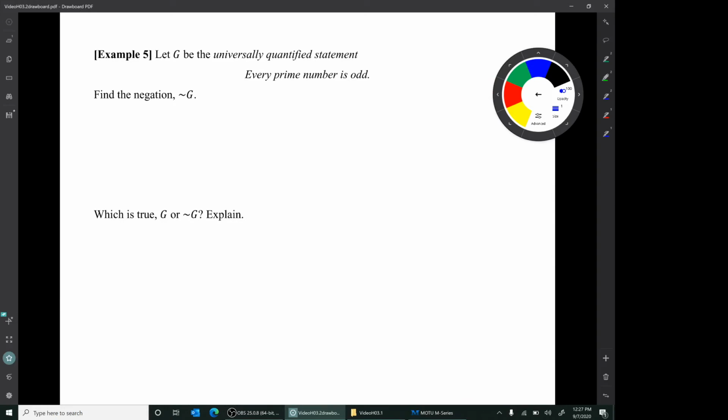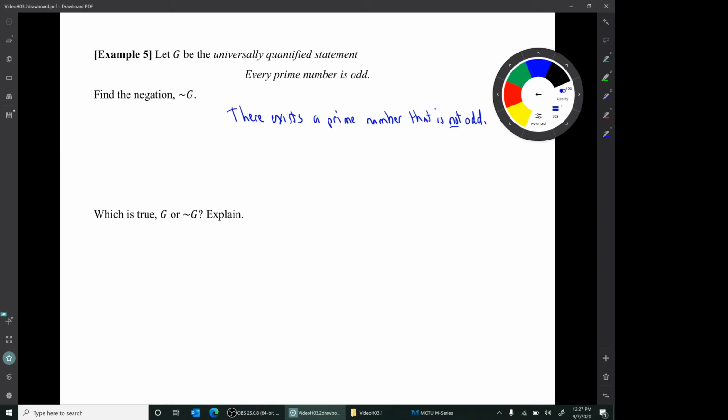Now for example 5, let G be this universally quantified statement. Every prime number is odd. Well, what would be the negation of this? It would be there exists a prime number that is not odd. Notice, to find the negation, we don't say every prime number is not odd. We say there exists a prime number that is not odd. So which of these is true? G or negation of G?